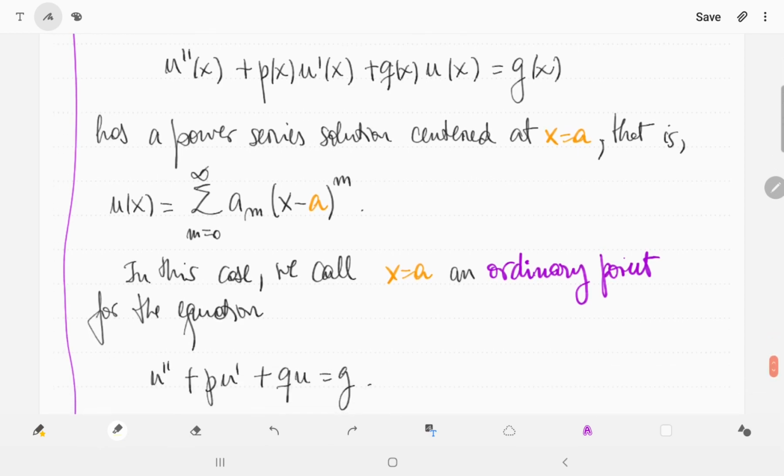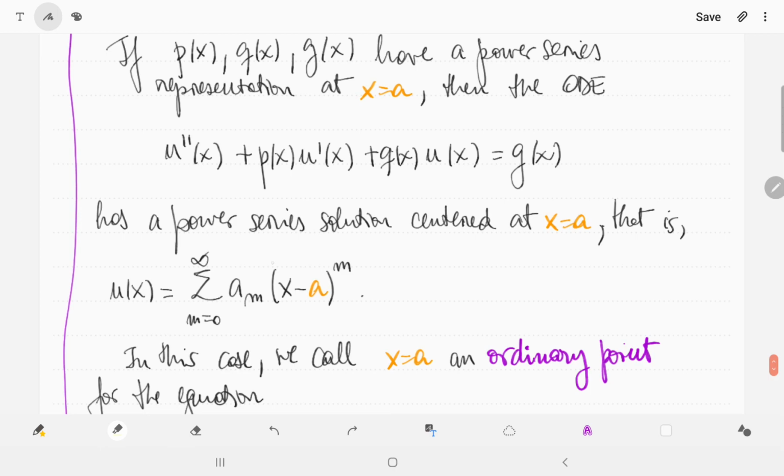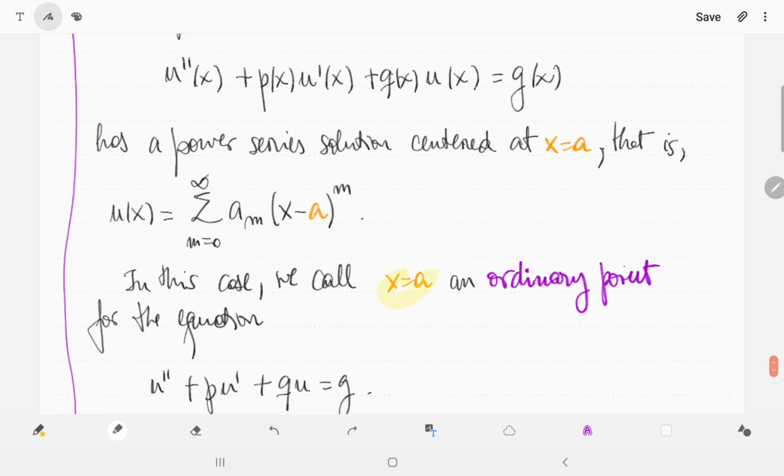And just one more comment. If we are in this situation, that point A has a name, it is an ordinary point for the equation.